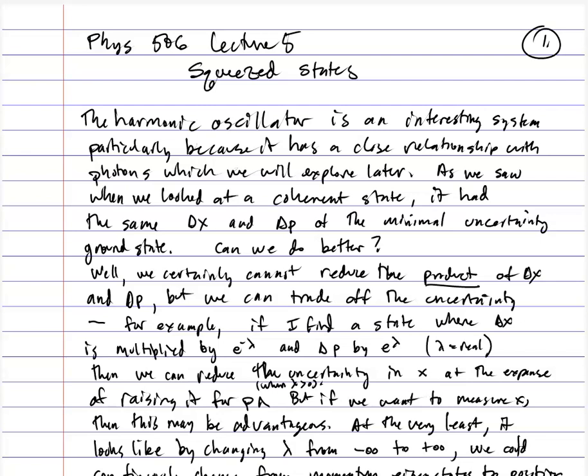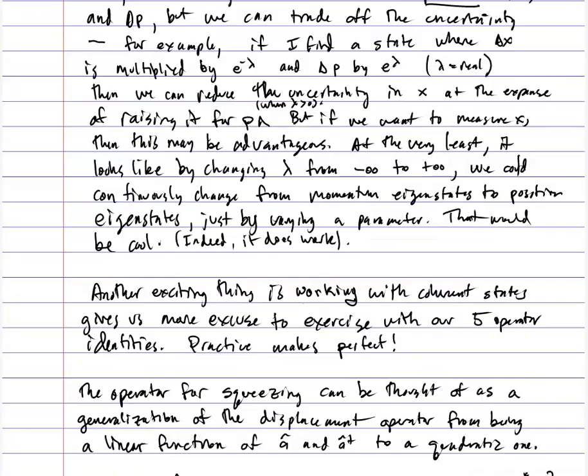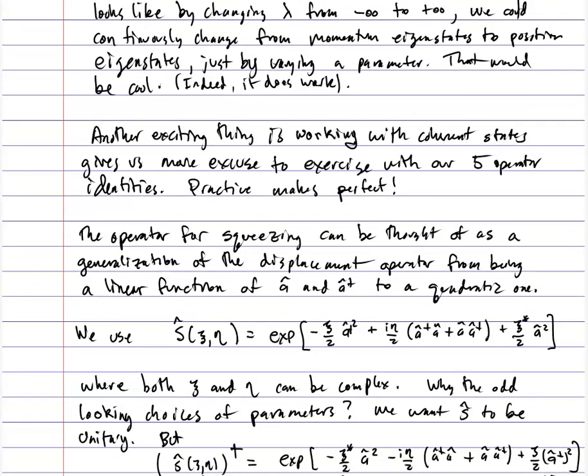At the very least, if you think about changing lambda from minus infinity to plus infinity, because in the limit as we go to plus infinity or minus infinity, the uncertainty in position or the uncertainty in momentum goes to 0, which means we're in an eigenstate. This would be a situation where we can actually interpolate between the eigenstates of position and momentum just by varying this parameter lambda. And indeed, that actually happens, and it is also really quite cool to be able to do that.